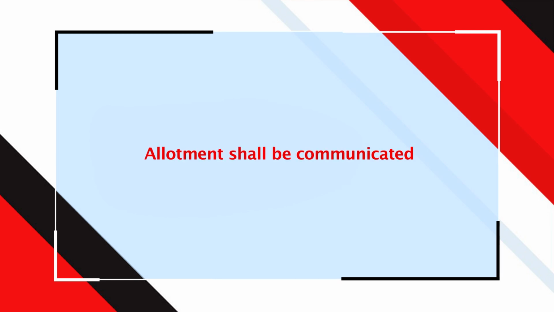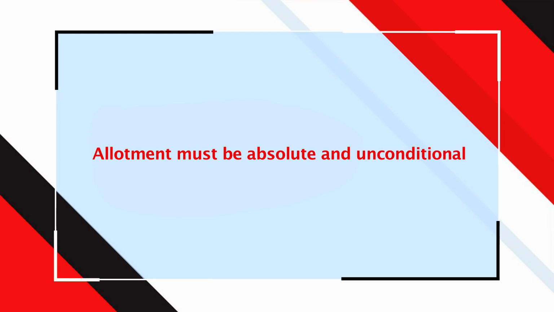The third principle is that allotment shall be communicated. It is essential that there must be communication of the allotment to the applicant. Posting of a properly addressed and stamped letter of allotment is considered as a sufficient communication even if the letter were to be delayed or lost, as was held in the case of Household Fire and Carriage Accident Insurance Company Limited versus Grant. The fourth principle is that allotment must be absolute and unconditional.